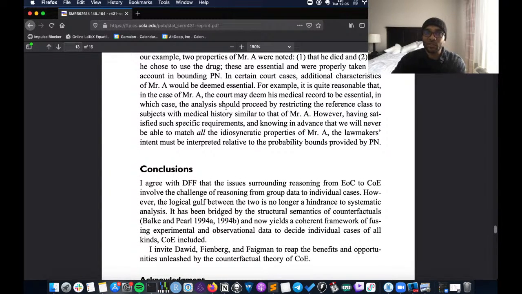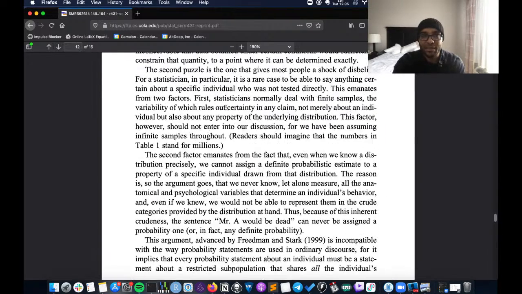In certain court cases, additional characteristics of Mr. A would be deemed essential. For example, it is quite reasonable that, in the case of Mr. A, the court may deem his medical record to be essential, in which case the analysis should proceed by restricting the reference class to subjects with medical history similar to that of Mr. A. However, having satisfied such requirements, and knowing in advance that we will never be able to match all the idiosyncratic properties of Mr. A, the lawmaker's intent must be interpreted relative to the probability bounds provided by the probability of necessity. Great. So this is really just kind of summing this up.